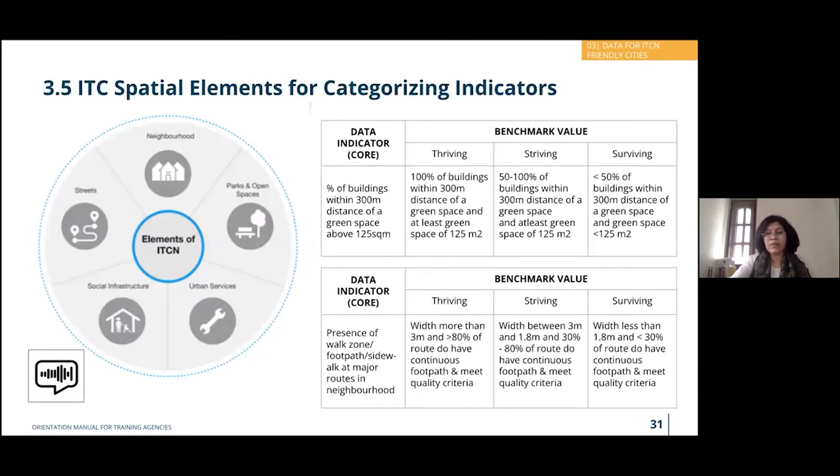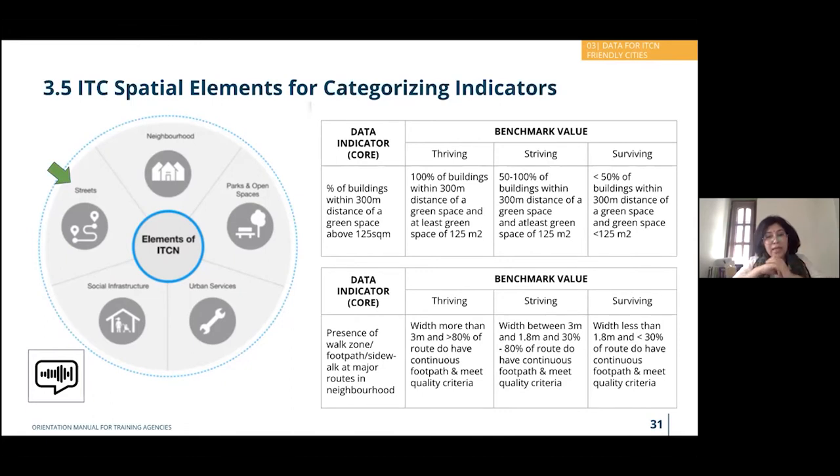So if we take one indicator for, let's say, neighborhood level, that is percentage of buildings within 300 meter distance of a green space above 125 square meter. So you have to identify a green space of 125 square meter and how many buildings are within 300 meter. So agar saare hi buildings are within 300 meter distance of a green space, then it's thriving. या उस neighborhood के सिर्फ 50% buildings को ही वो पार्क accessible है, then it is striving. और अगर उतना भी नहीं है, then it's surviving, right? There is a park, but less than 50% buildings are within 300 meters of the park.